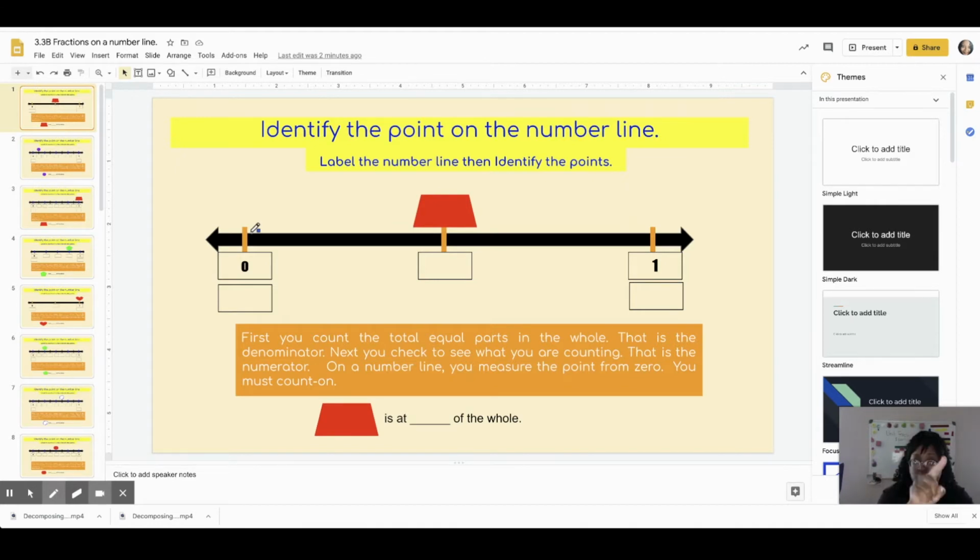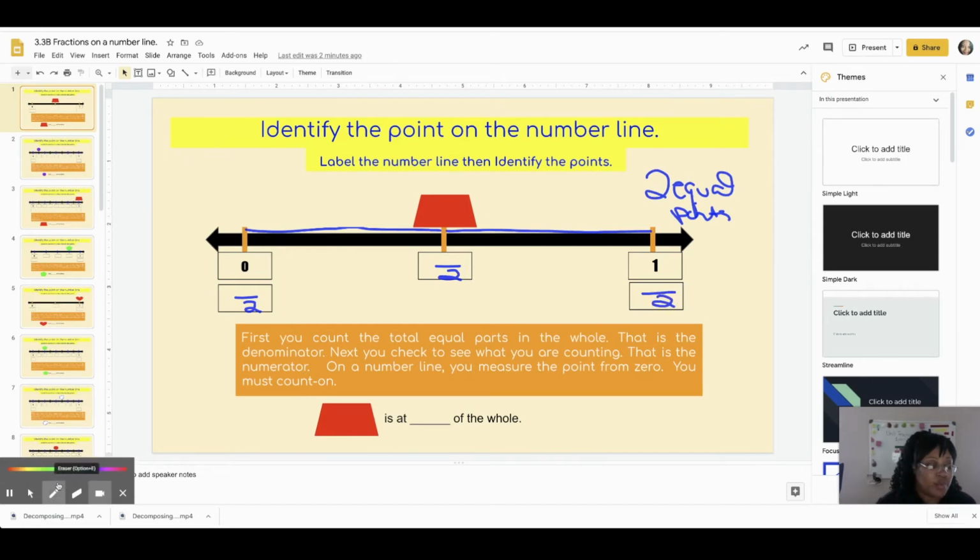All right, so let's see how many equal parts are in the whole. So I have 1 equal part. Then I have 2 equal parts. So I have 2 equal parts in the whole. That is the denominator. So I know my denominator is going to be halves. We do not say twos. My denominator is going to be halves.